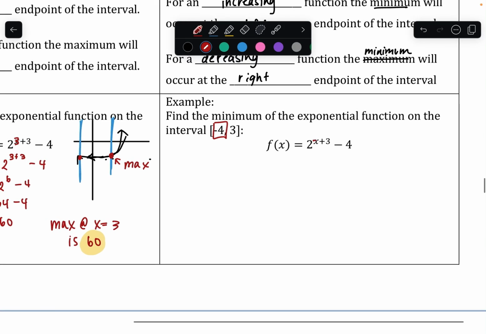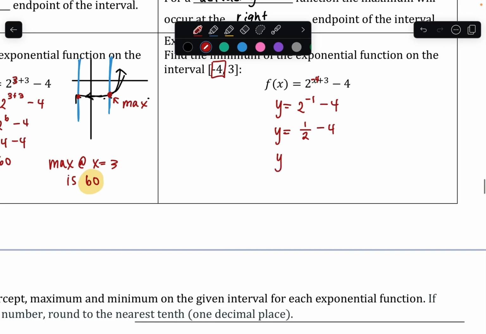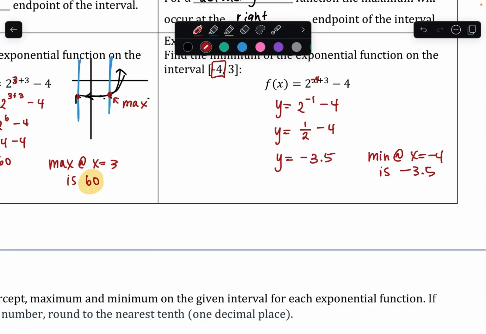So plugging in the -4 would give me y equals 2 to the -1 minus 4. And 2 to the -1 is 1 over 2. It's the reciprocal. Anytime you see that negative exponent, that means it's underneath the fraction bar. And 1/2 minus 4 is -3.5. And so the minimum occurs at x equals -4, and the value is -3.5.